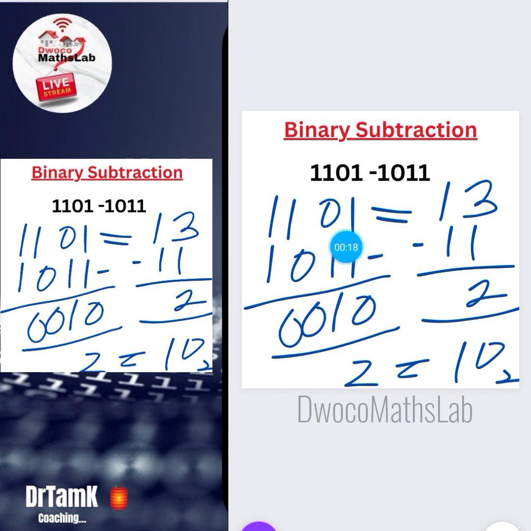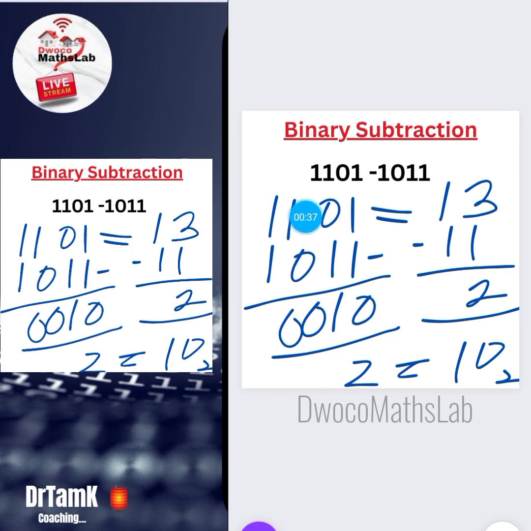Now we have this question before us. Evaluate 1101 minus 1011. Quickly, let's first subtract in base 2 and then subtract in base 10. Is that clear? So in base 2, what we got is 1 minus 1 is 0. Now 0 minus 1 is not possible.